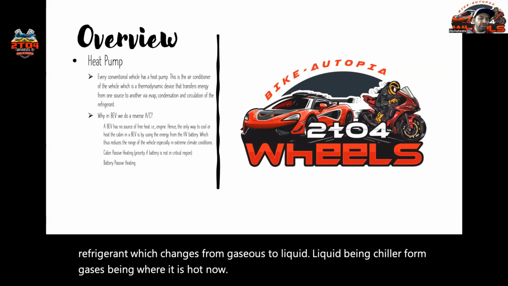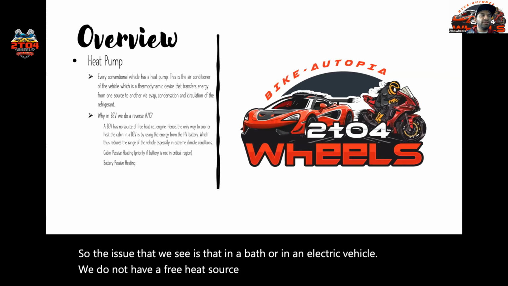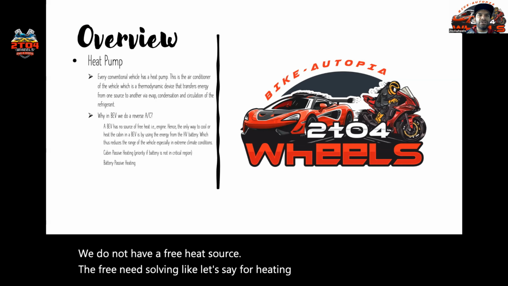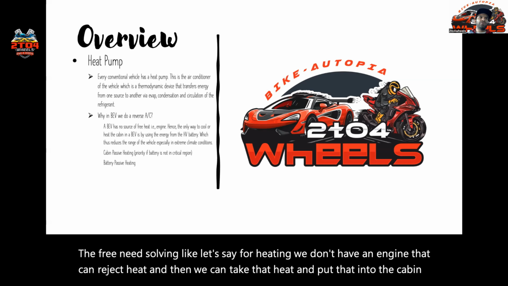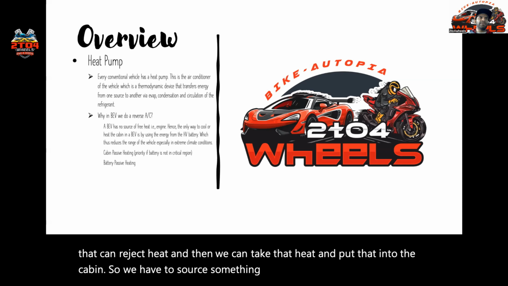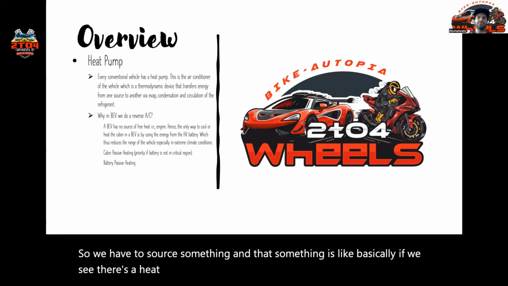So the issue that we see is that in a BEV, or in an electric vehicle, we do not have a free heat source. The free heat source being, let's say for heating, an engine that can reject heat, and then we can take that heat and put that into the cabin. So we have to source something, and that something is basically heat rejected from some other components, which we try to capture.